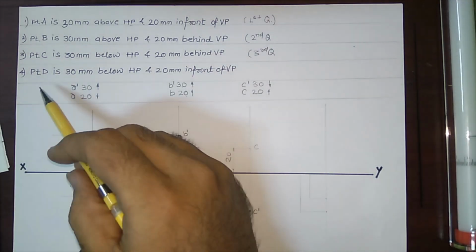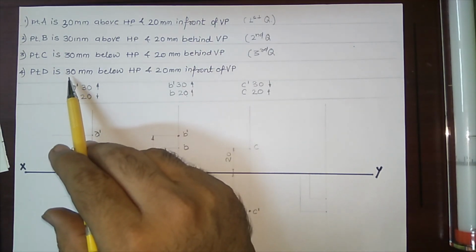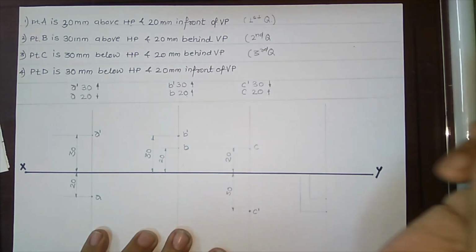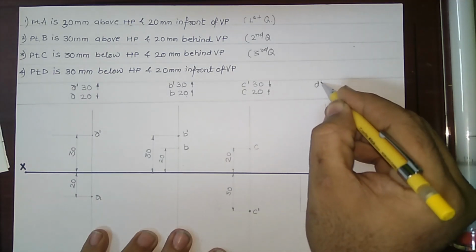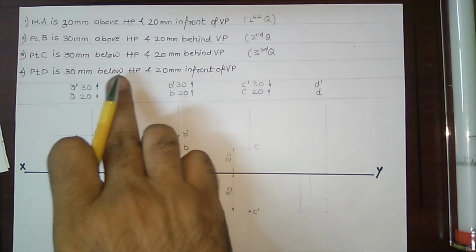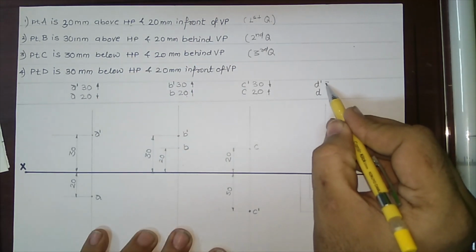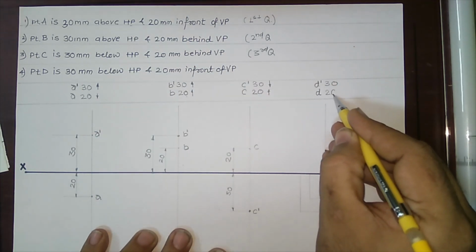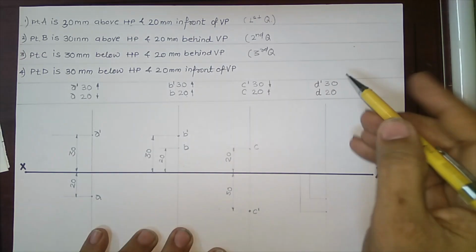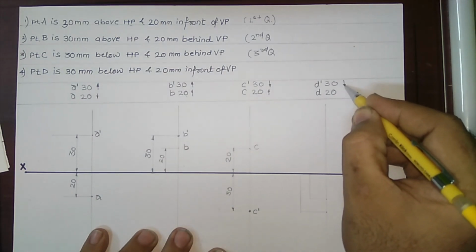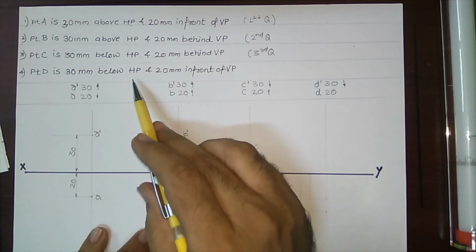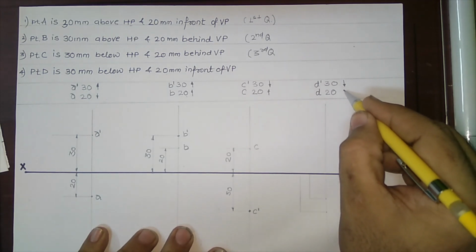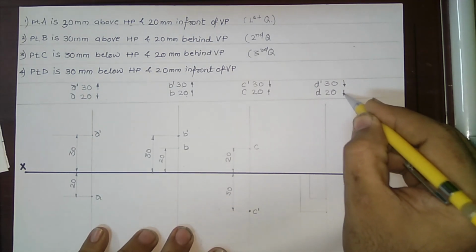Okay, now last point, that is fourth point, D point. D point is from HP 30 millimeter, from VP 20 millimeter. Again, I will mention it as D dash and D. HP से 30, so front view 30, VP से 20, so top view 20. Okay, now we will decide below HP. So this point appears below XY line, that is front view will be below XY line. Plot. Next, in front of VP, we plot in front of VP, that is below XY line.